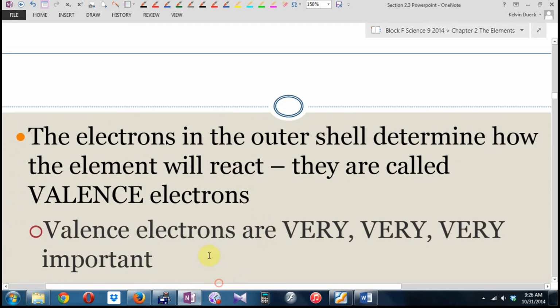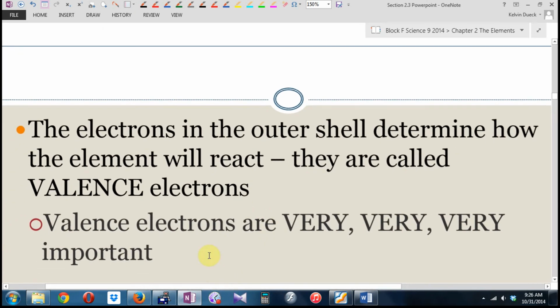The electrons in the outer shell determine how the element will react. In fact, they're so important, Leah, we have a special name for them. We don't call them outer shell electrons. Here is the word, and I'm absolutely going to ask you this word on the test. We call them valence electrons. Valence electrons. In fact, we call the outer shell the valence shell. Valence is the fancy word for outer.